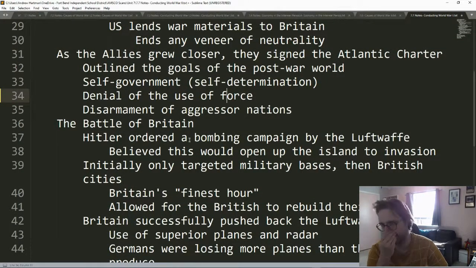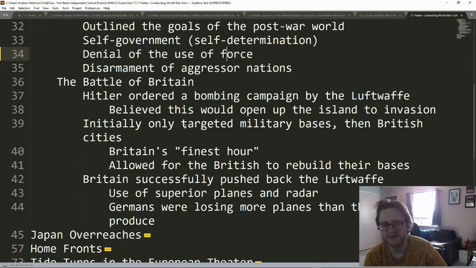But while this is happening, or before this is happening, I believe, we have the Battle of Britain, where Hitler begins, or tries to begin, the planned invasion of Britain by bombing major bases. However, over time, this doesn't seem to be super successful because the British are still doing what they want to do, and so they start targeting civilians, specifically in London.